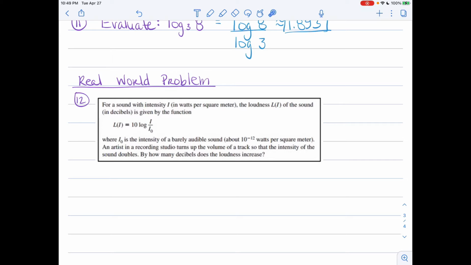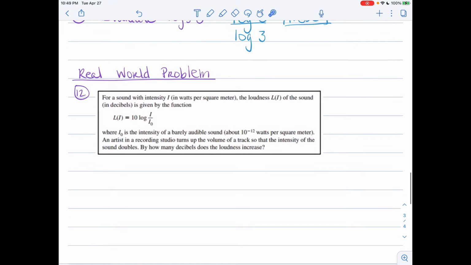All of that to say that we want to determine when an artist in a recording studio turns up the volume of a track so that the intensity of the sound doubles, how many decibels the loudness increased. So we are starting with some intensity. We are ending with an intensity that's 2 times that, and we want to figure out what the L value is at double the intensity.